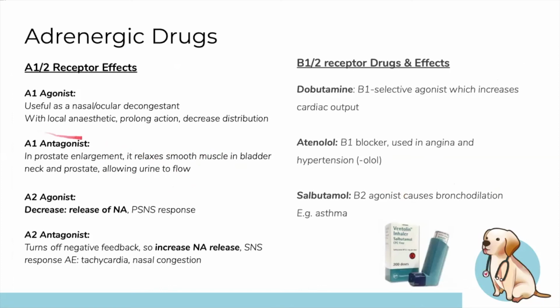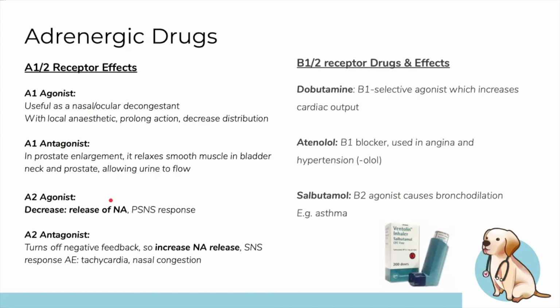So alpha-1 agonist is going to promote sympathetic response. So thinking vasoconstriction. That's why it's often used as a decongestant. Alpha-1 antagonist is going to prevent the sympathetic. So basically it causes parasympathetic, which is going to allow you to have smooth muscle relaxation.